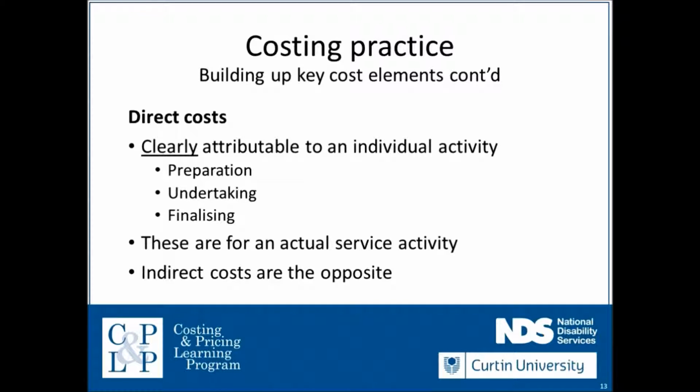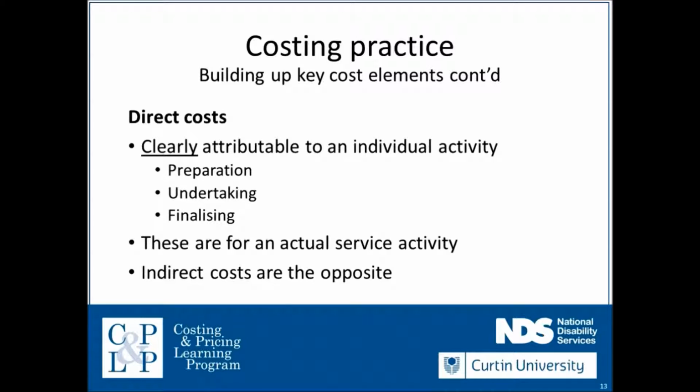Remember, the more granular, the more specific and accurate you try to be, the more cost incurred in undertaking that particular accounting activity. I guess the final point here is to note that direct costs might be clearly attributable to an individual activity. Indirect costs are generally considered to be the opposite of direct costs. In other words, they're costs that are not easily attributable to an individual activity, and they might also include things like overheads such as CEO salaries and head office costs and so on, all costs that are both fixed and indirect.